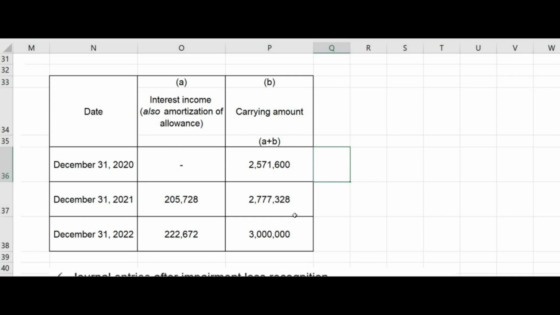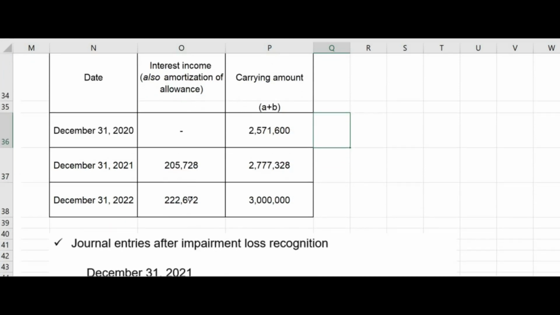So, next is this amount here, i-add natin doon sa ating carrying amount na previous. So, you'll have 2,777,328. Then, after that, of course, kinumpute na lang kung magkano yung kulang. So, that's 3 million minus 2,777,328. So, ang difference ng dalawa ay 222,672. So, this amount here is considered as our income in 2022.